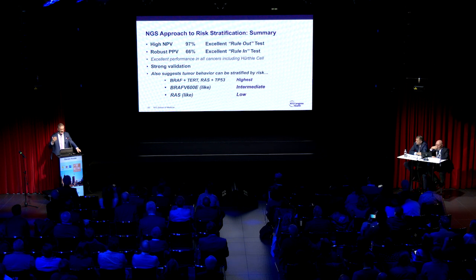So the summary of the test is that we now have several methods that are available that are very high negative predictive value tests. They're excellent for ruling cancer out. We have also a very robust positive predictive value of 66%, which makes this test a very useful test for ruling cancer in. It performs well across all tumor types, including Hürthle cell cancer. It's been well validated. And it also suggests that tumors can be graded by risk, with the highest risk being associated with these complex driver mutations, more intermediate risk with these BRAF-like tumors, and lower risk with RAS-like tumors.